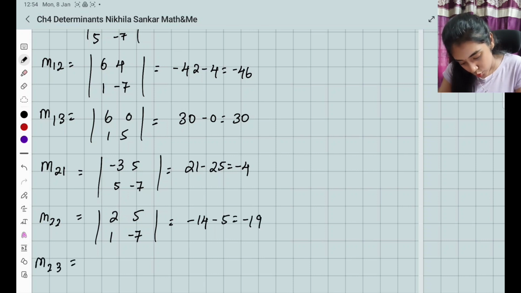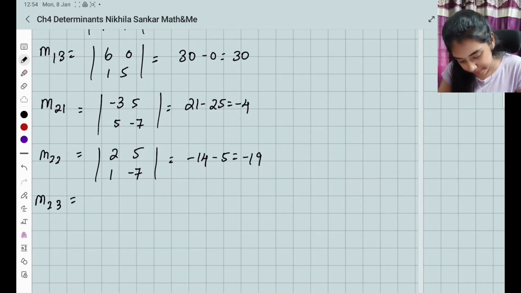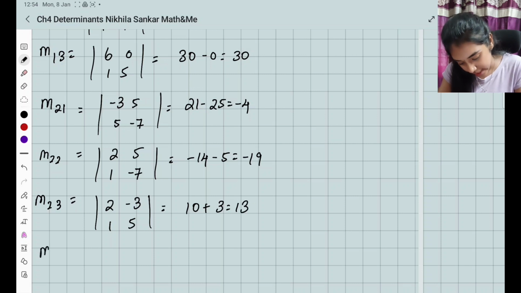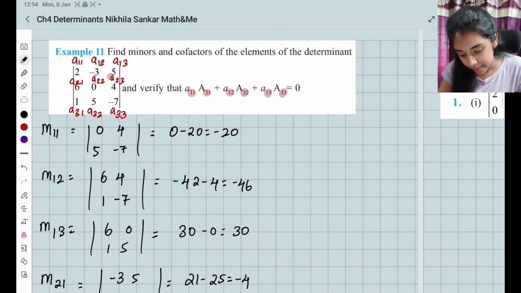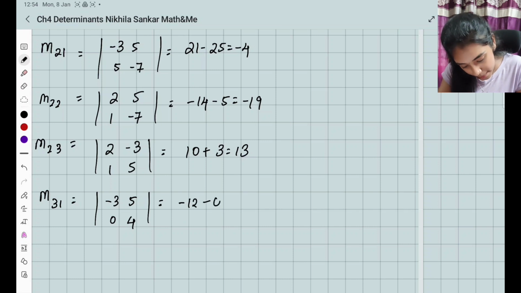Now, M23. M23 is going to be 2, minus 3, 1, 5. So, this is going to be 5 2s are 10, minus of minus 3, so 13. Then M13, M23 are done. We are talking about the third row, first column. So, M31 means first column, last row hidden. I have minus 3, 5, 0, 4. So, I have 4 3s are 12. Here it is not a determinant expansion for sign: 4 3s are minus 12, minus 0, which is going to be minus 12.